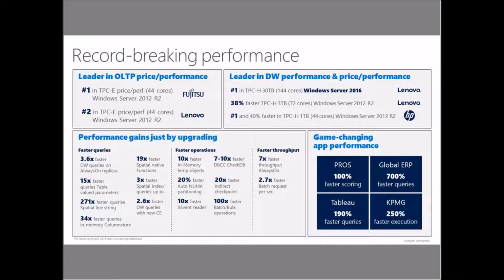Faster queries with tables that have value parameters. Faster queries with spatial line strings. In-memory with columnstore indexes, which we'll talk about later, 34 times faster in this case, just by upgrading and changing nothing about your table. Spatial native functions and so on and so forth. So lots of improvements just by changing the software. Nothing changes about your hardware. Good stuff.